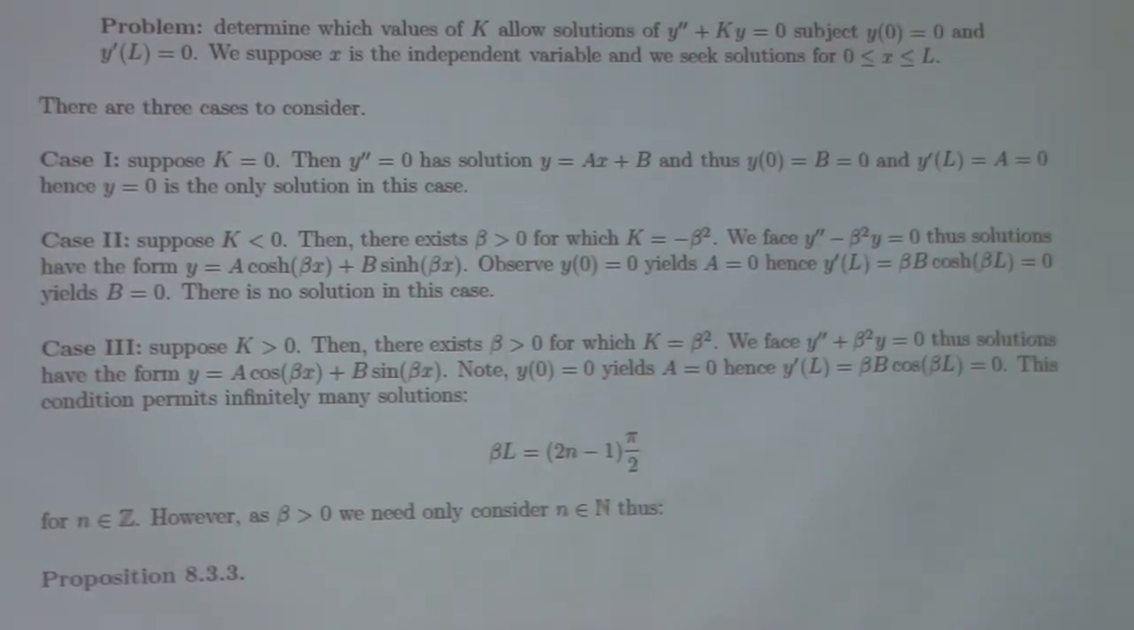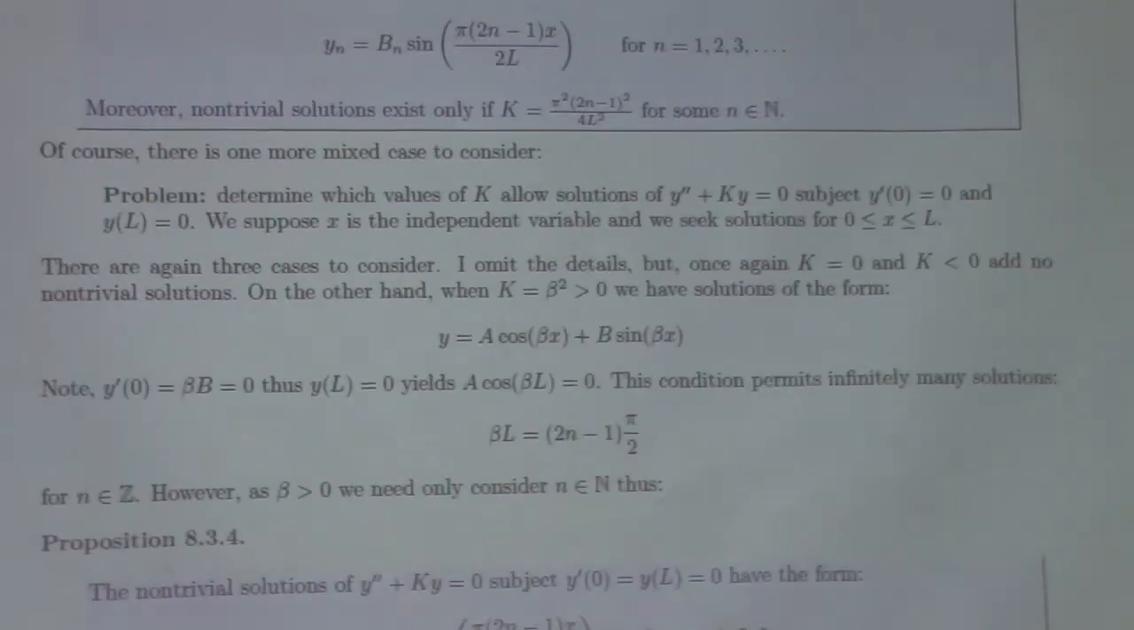And so those are the non-trivial solutions for one side being 0 and the other side having fixed derivative being 0. And that gives us this proposition. We get sines of that funny value for k, that particular value depending on n.